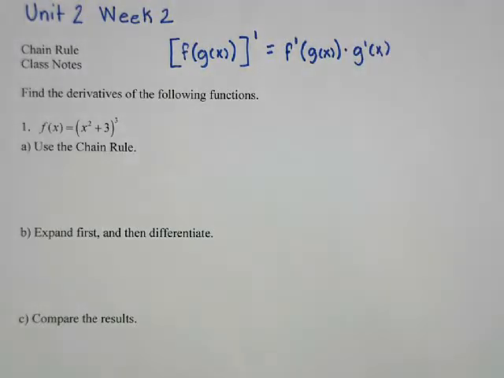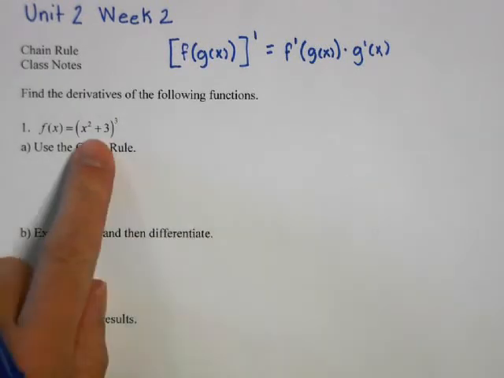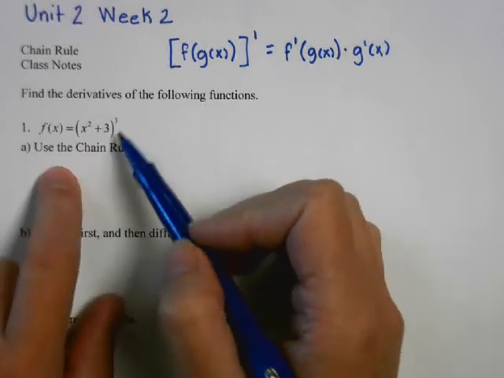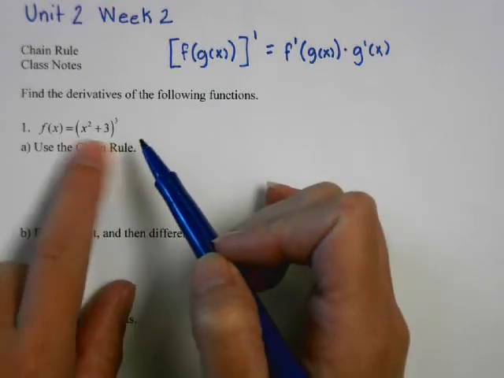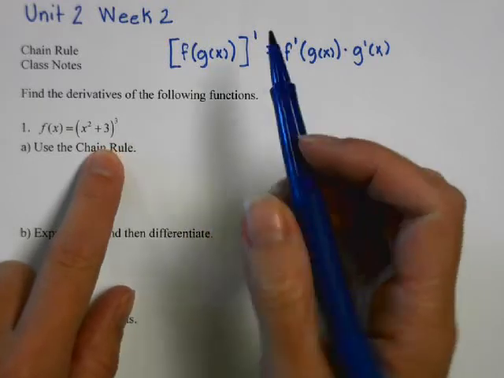This is one of the most important rules and sometimes overlooked, which is why we're introducing it right away: anytime you have a function inside a function. We'll do this example here in a second. We have an outside function, which is x cubed, and an inside function, which is x squared plus 3.